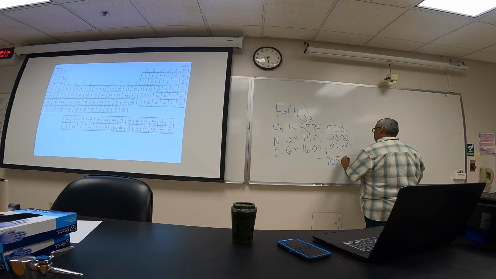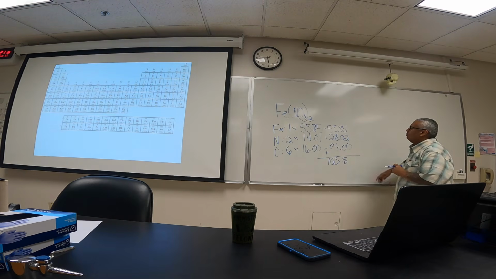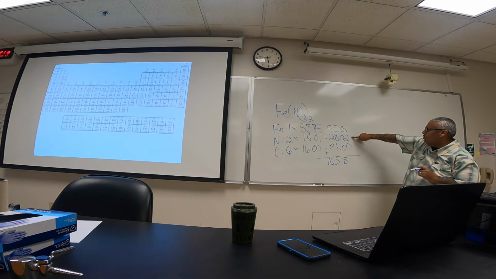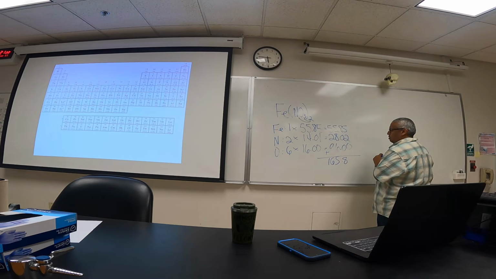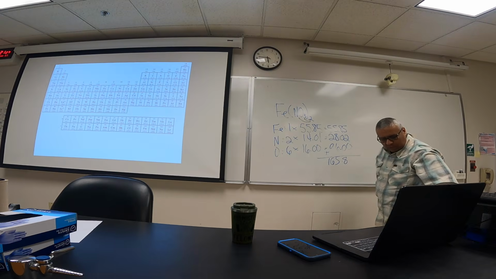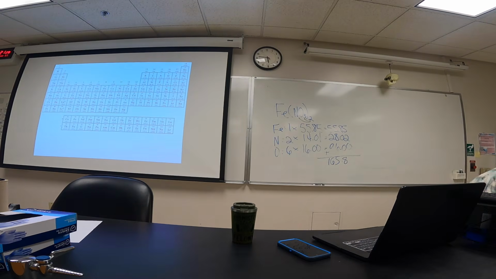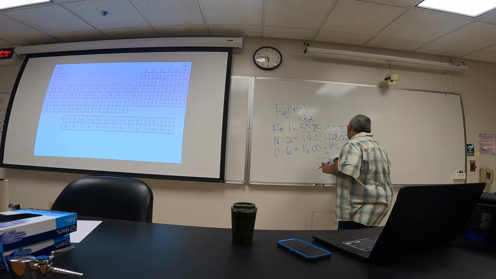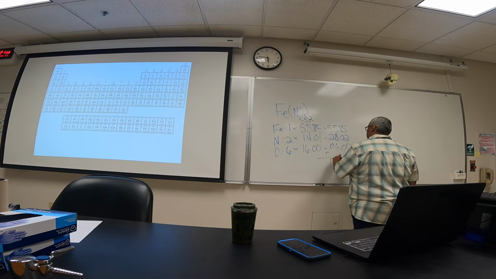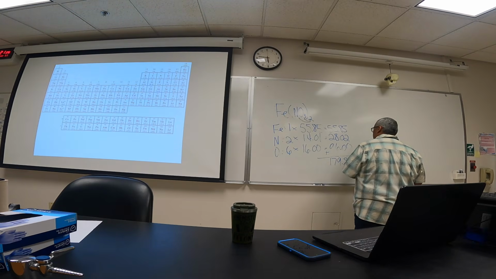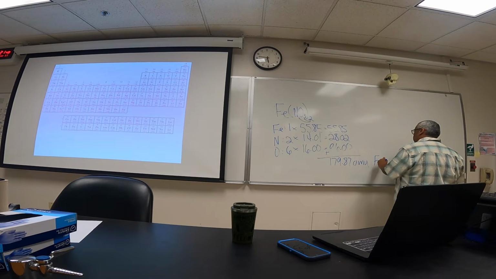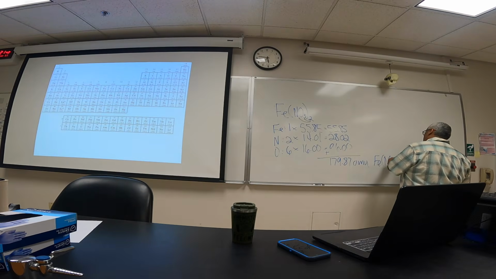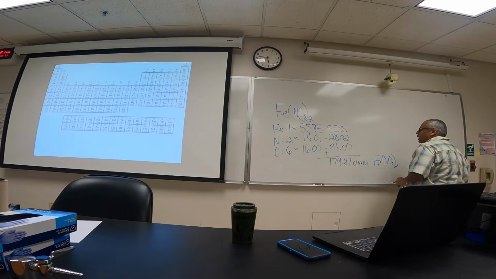165.80 what? This is 5, this is 2. 179.87. So 179.87 atomic mass units of iron 2 nitrate.